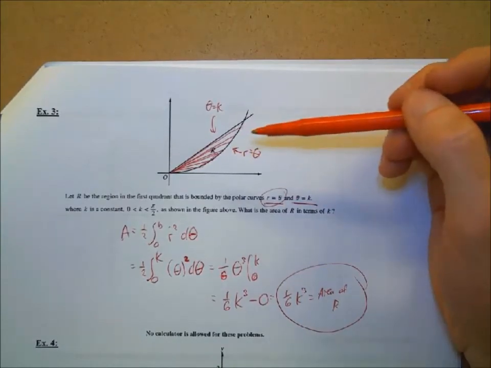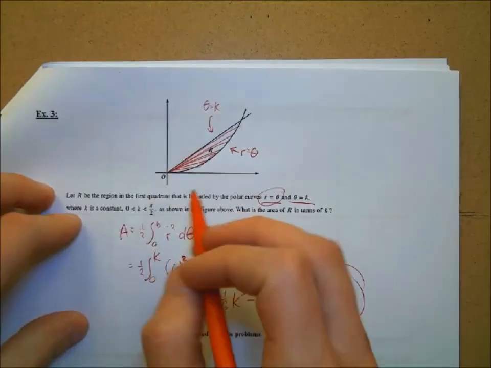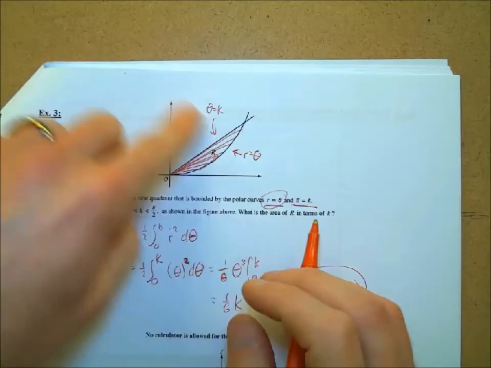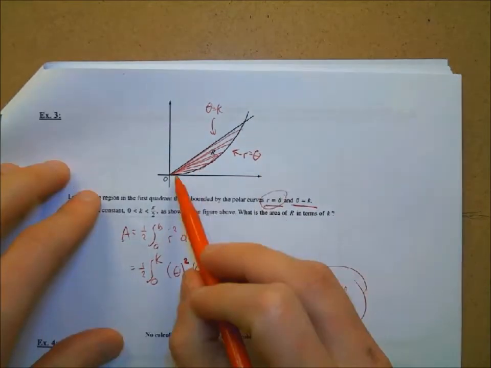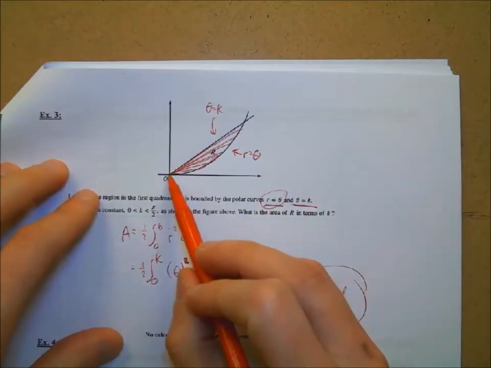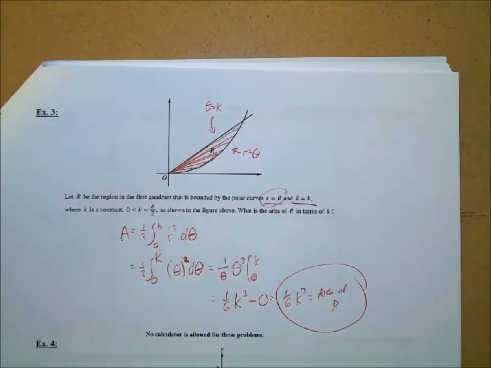It looks like, right? But as theta increases, that means as we rotate from 0 outward towards pi over 2, what's going to happen to r? R is going to increase simultaneously, so the r is going to extend, starting at 0, further and further out from the pole as we rotate around.